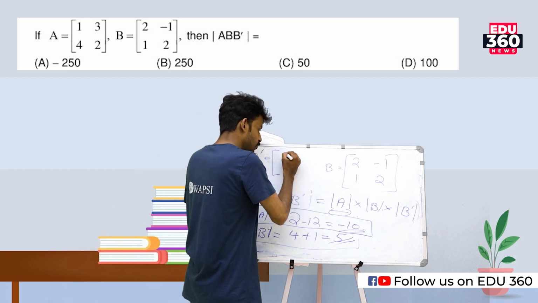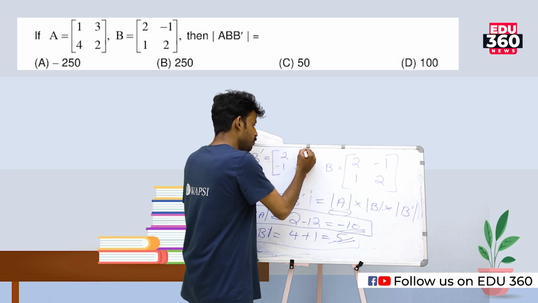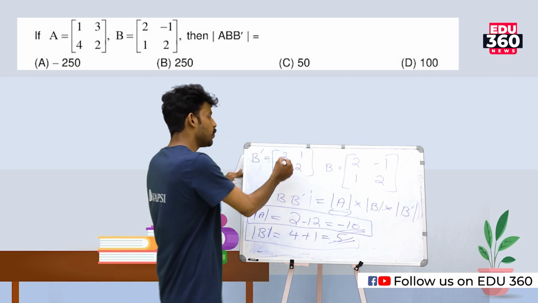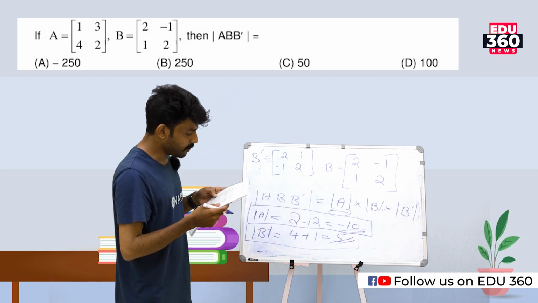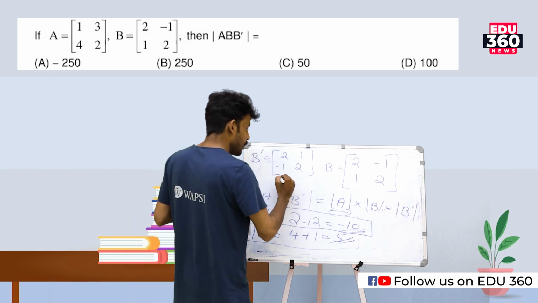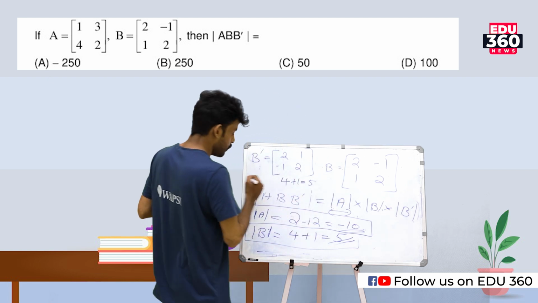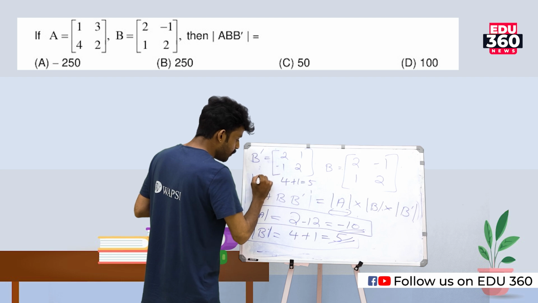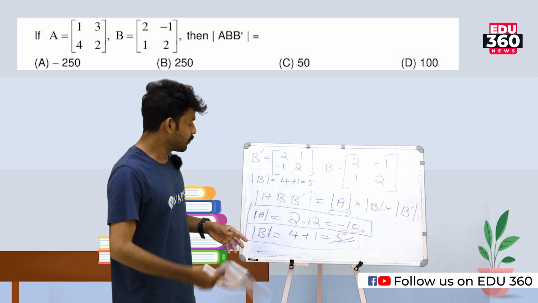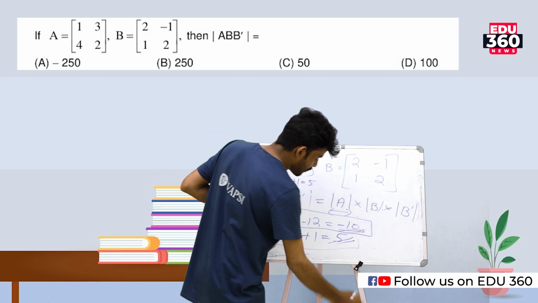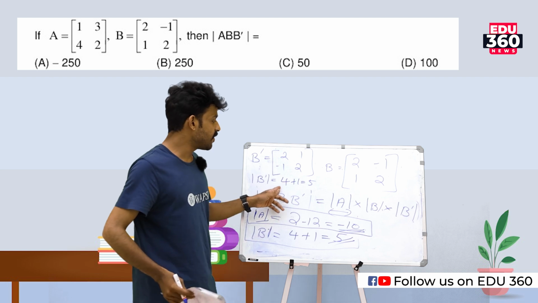So that is 2, 1, minus 1, 2. So B dash will be equal to 4 minus 1. So that means B dash is equal to 4 plus 1. So that is 5. So the determinant of B dash is equal to 5. So determinant A, the value is minus 10, determinant B, the value is 5, and determinant B dash, the value is equal to 5.